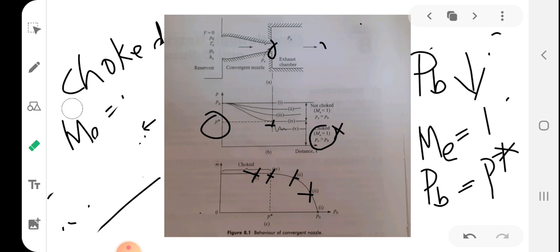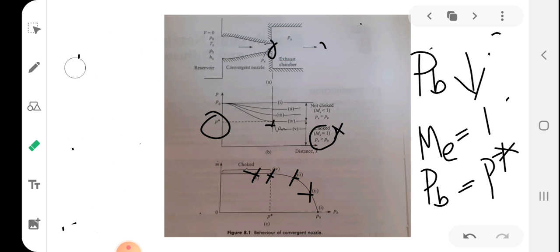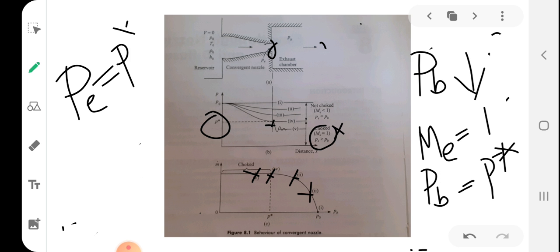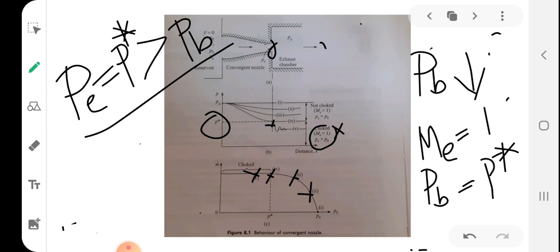But the important point is PE has also reached the minimum limit, and it will be equal to P star only. Any further decrease in PB means PE, equal to P star, will be greater than PB. Okay. So you can see here PE will be greater than PB only, and if we go on reducing PB, PE won't change, but PB will be less than PE only. Okay.